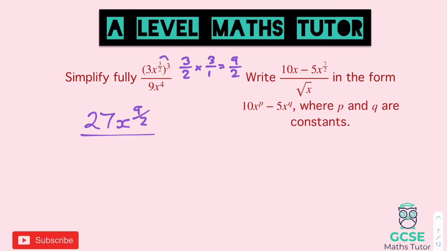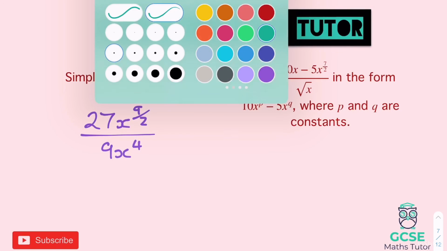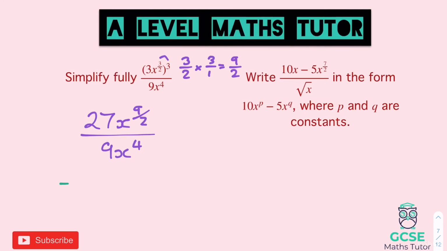And that's all being divided by 9x to the power of 4. Now if we go about simplifying this, look, we've got 27 divided by 9, which is 3. And then we've got x to the power of something.